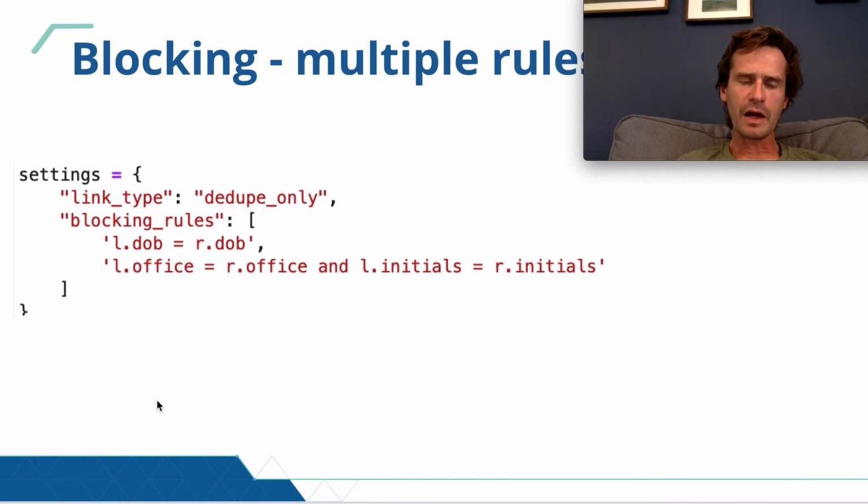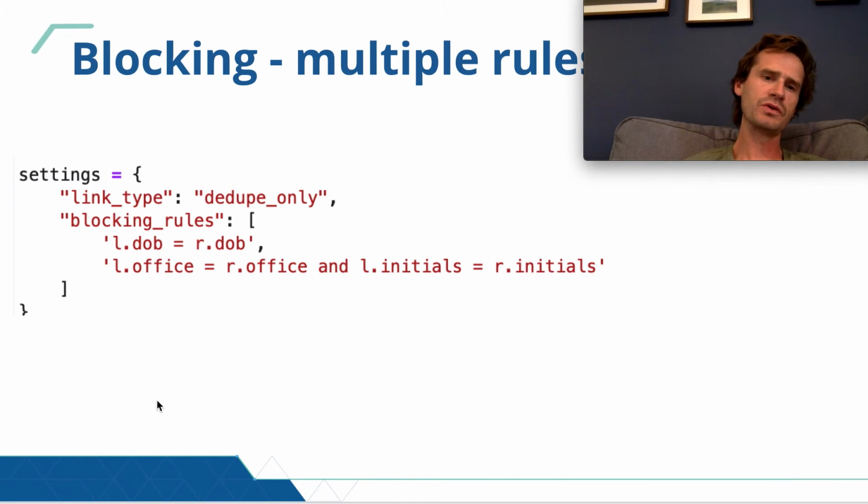So if we look at this settings object, we've now got multiple blocking rules. This is going to generate record comparisons where date of birth matches, and record comparisons where office location and initials match. And what Splink's going to do is generate those comparisons, make sure that they're deduplicated so we don't get the same comparison twice, and add all of those comparisons to our list of record comparisons.